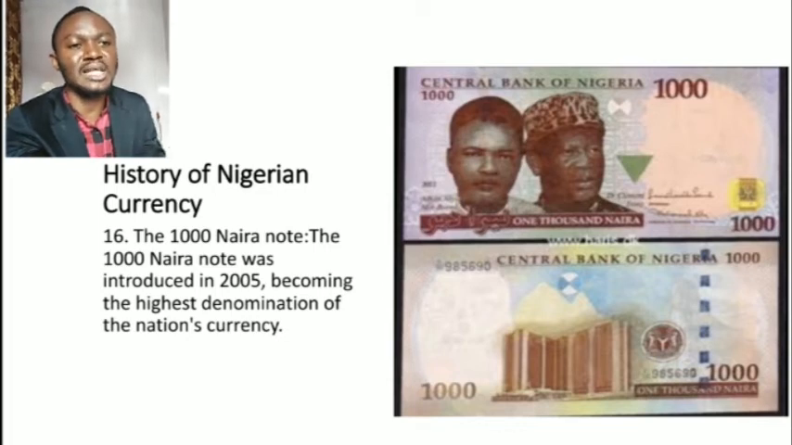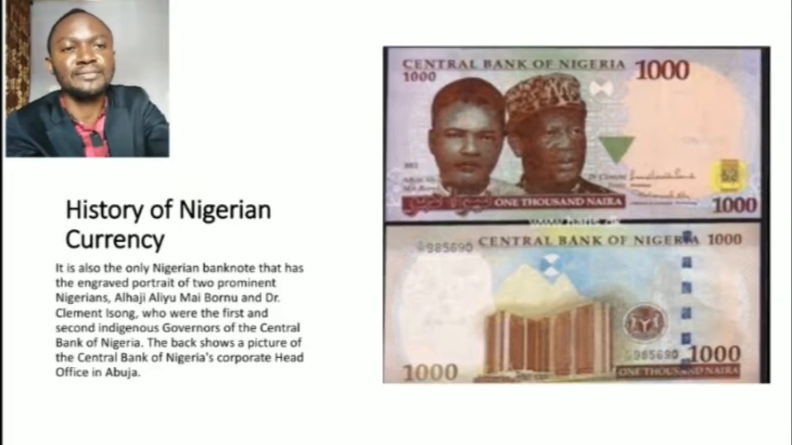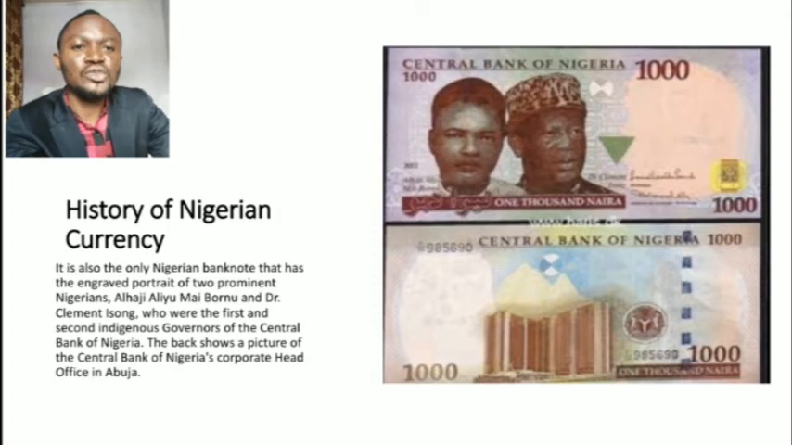You see the 1,000 Naira note. On the back of the 1,000 Naira note, we have the CBN building, the Central Bank of Nigeria. All right? This 1,000 Naira note, like I said, is the highest denomination we have in the history of Nigeria. Also, the 1,000 Naira note is the only Nigerian banknote that has the engraved portraits of two prominent Nigerians.